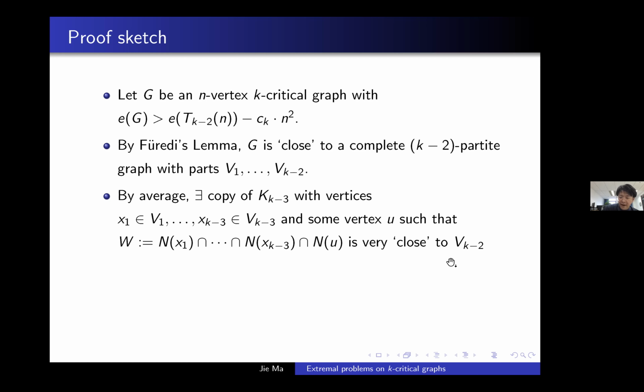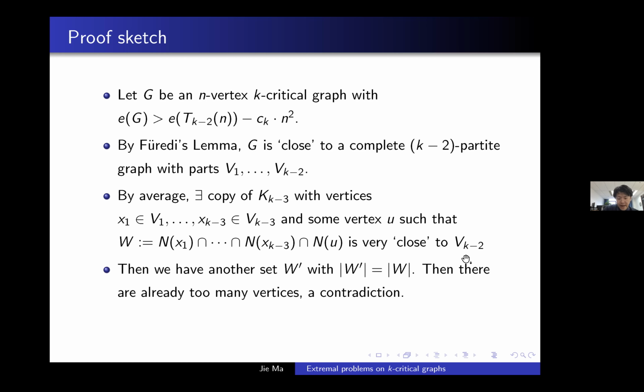W is basically very close to one of the parts. Using the lemma, we are able to find another set W prime. Now at this stage, we already win because this W prime is disjoint from W and all previous V1 to V_{k-2}. There are just too many vertices. It already exceeds n. So this is a contradiction.